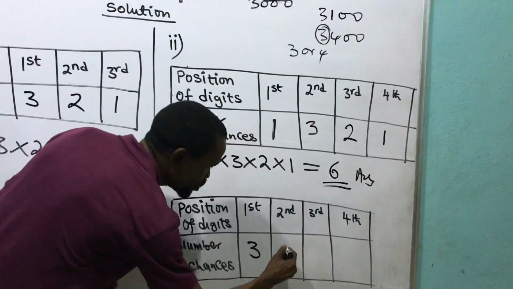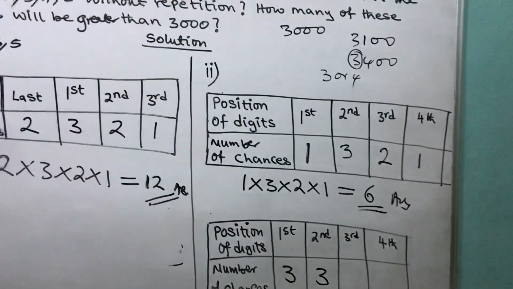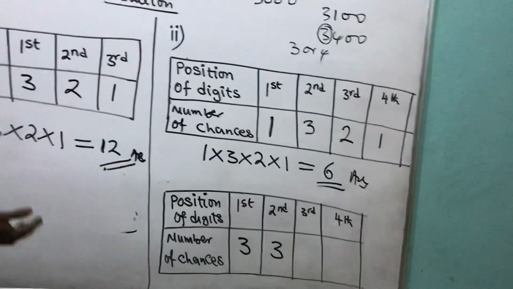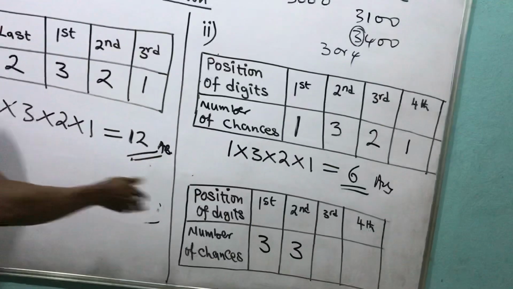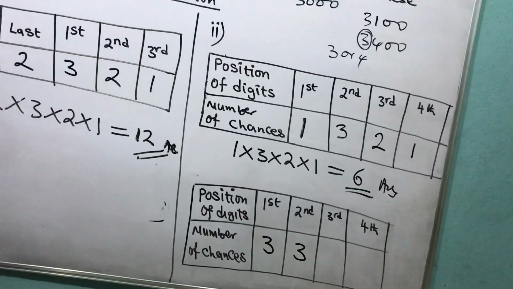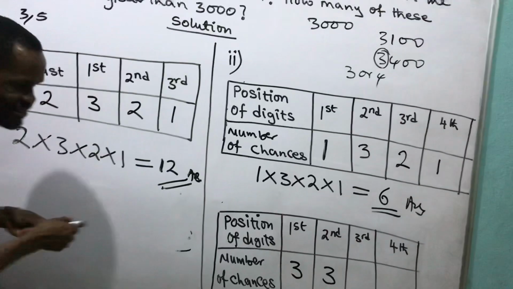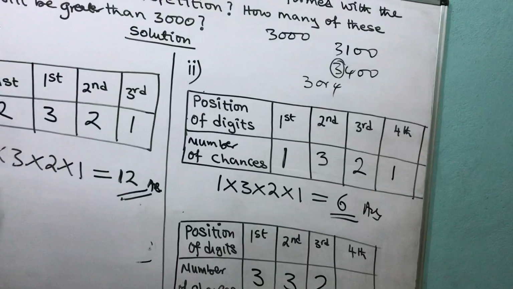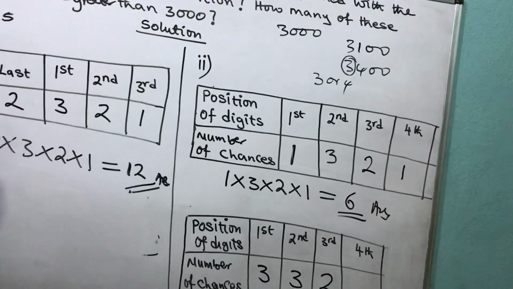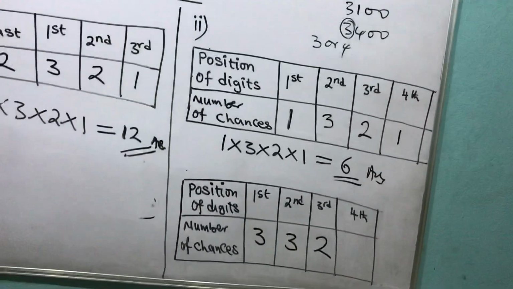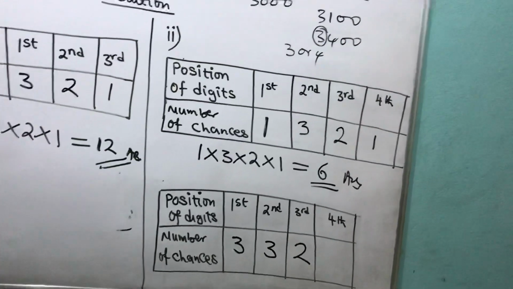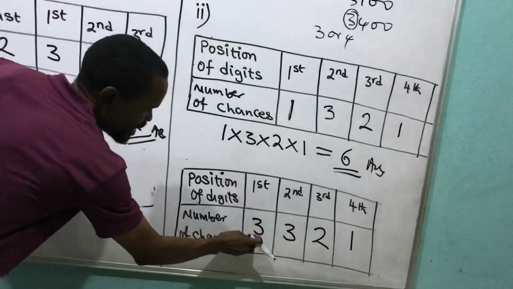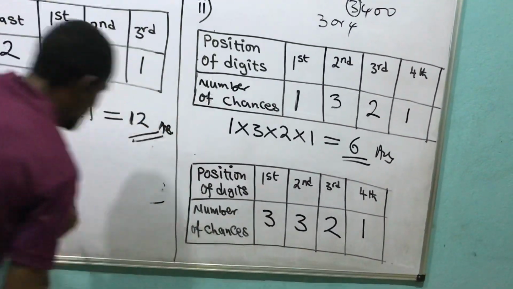That means 3. Then after I have selected, what will remain is 2. So in how many ways can I choose the third digit? The third digit will be chosen among the 2 digits that remain. That means 2 ways. After I have chosen the third digit, only 1 digit will remain for the fourth digit. That 1 digit will be taken in 1 way, and that's what I'm going to write here, 1. And what do you see here? 3, 3, 2, 1.